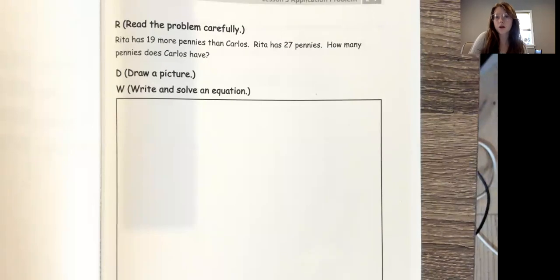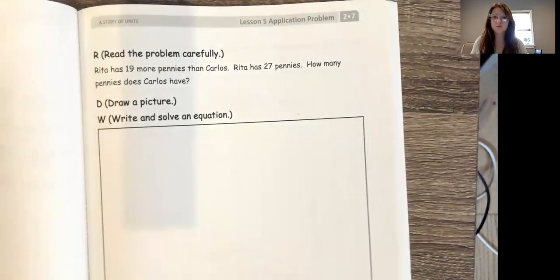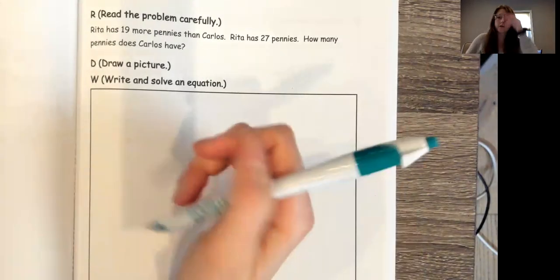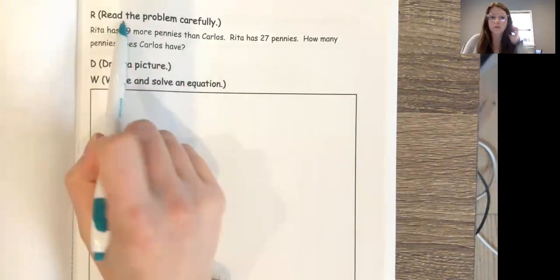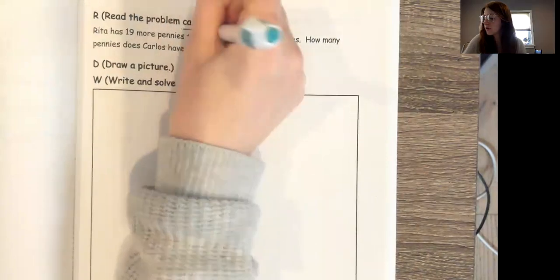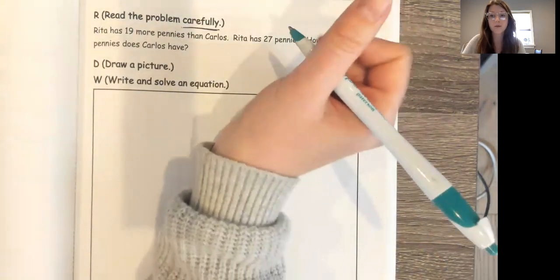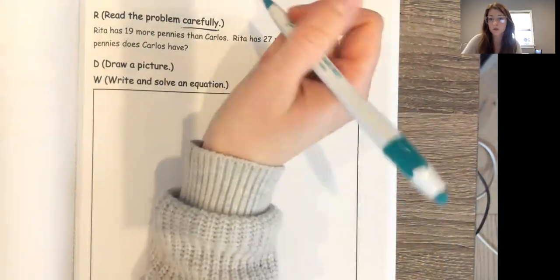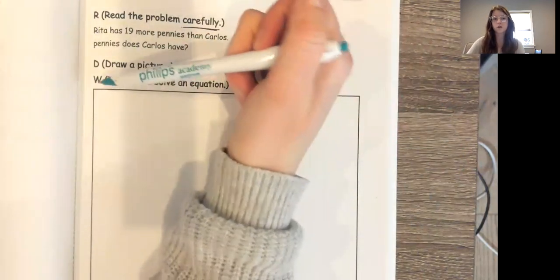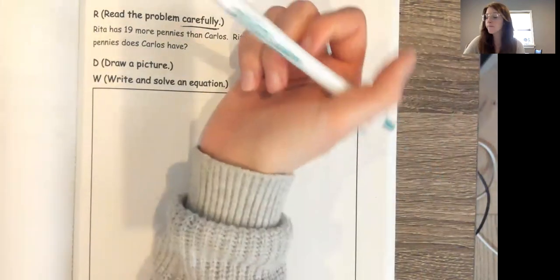Guys, we're on our lesson 5 application problem in our math workbooks, page 159. We're going to make sure we read the problem very carefully. This word carefully is so important, right? We have to make sure that we are really paying attention to what the question is asking us. Then we're going to draw it, and then we're going to write and solve it.